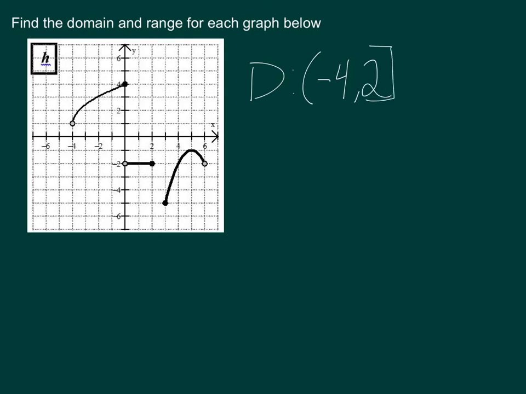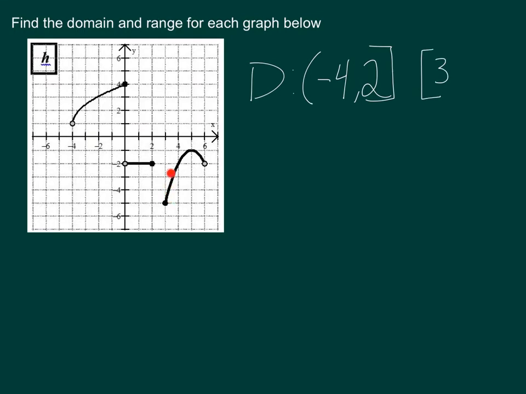So the first bit of the domain is -4 to 2. What domain is concerned about is horizontal gaps. So you can see here between 2 and 3, there's a horizontal gap. X cannot equal 2.5, 2.25, 2.999. It can't equal any of those, but X is allowed to equal 3. So we have to start a new interval over here that X is allowed to be equal to 3.